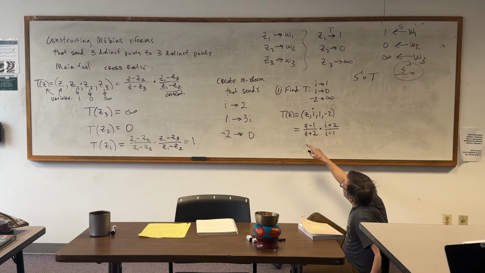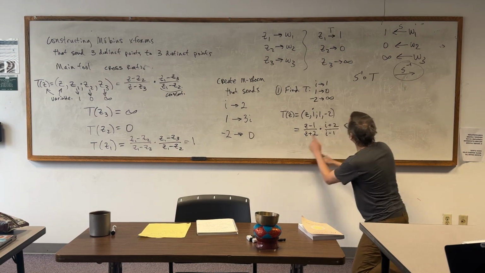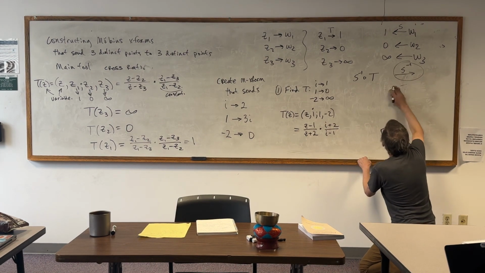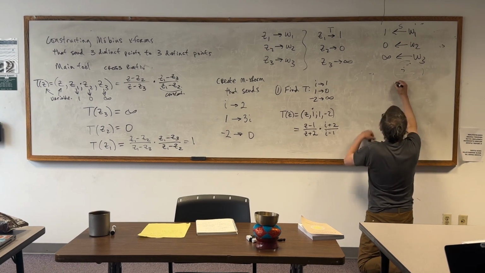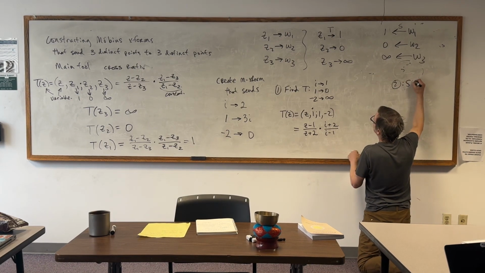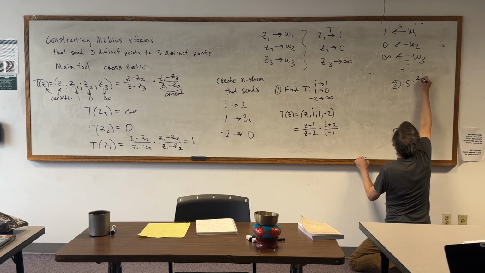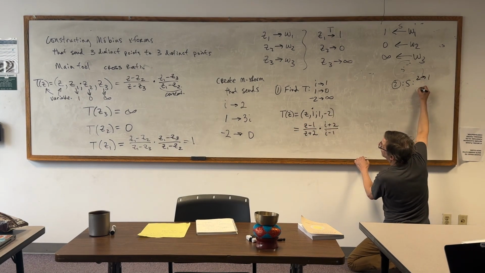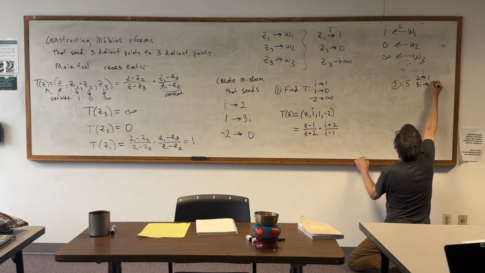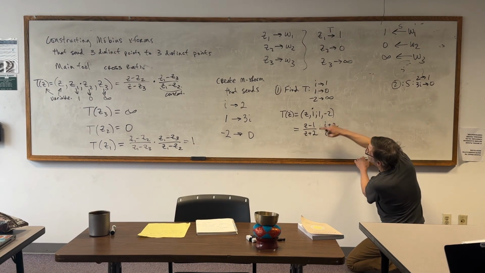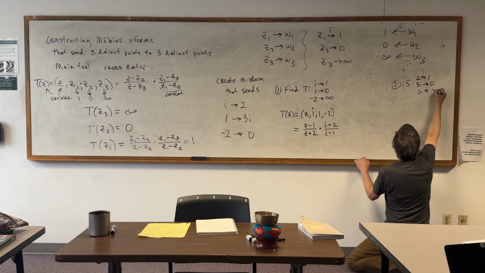Now I got to do the one that sends, let's kind of do them together. Over here, I'm going to find S that sends, I'm going to take these 3 points and do the same thing with them. So I want 2 to go to 1, I want 3i to go to 0, and I want 0 to go to infinity.